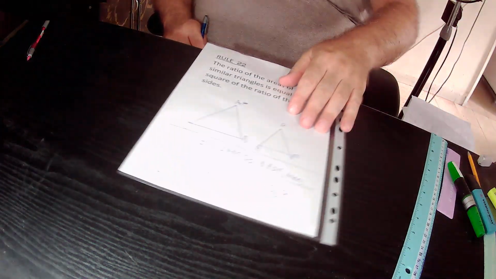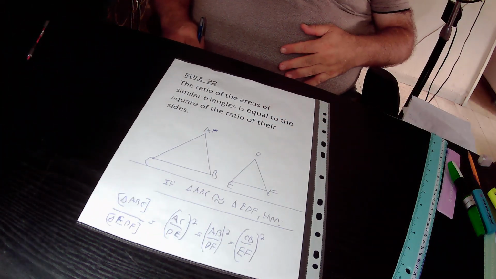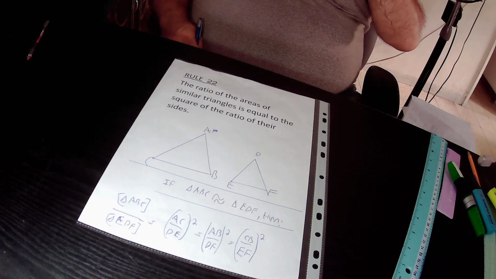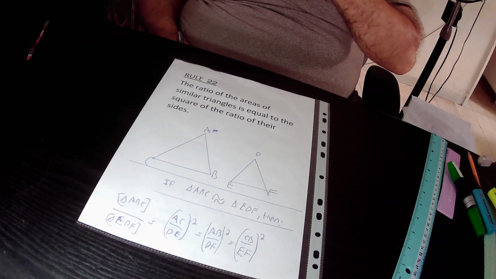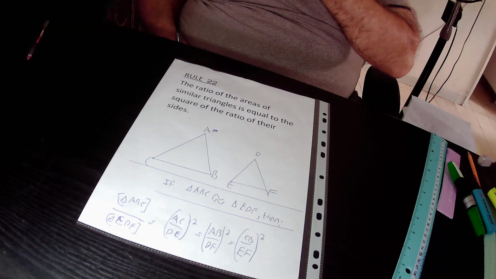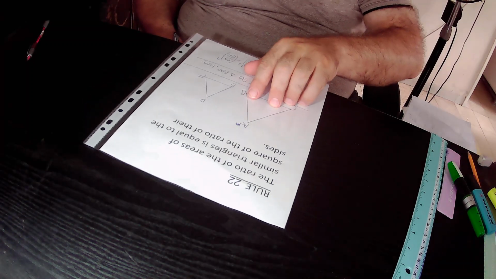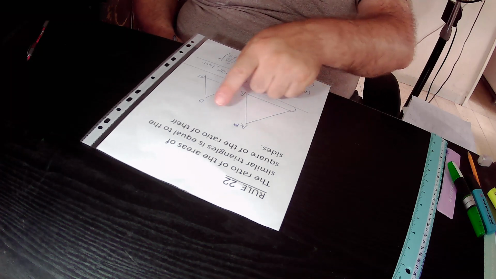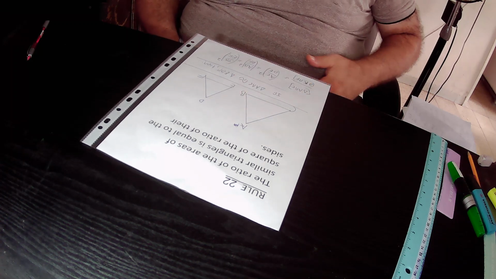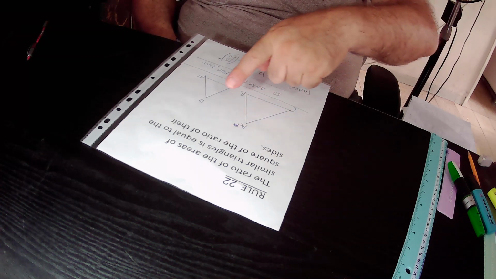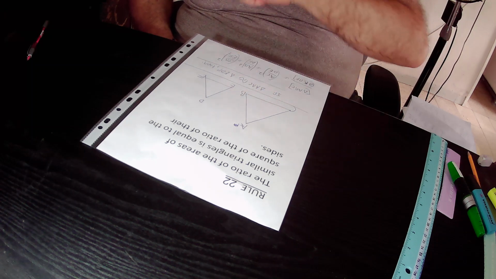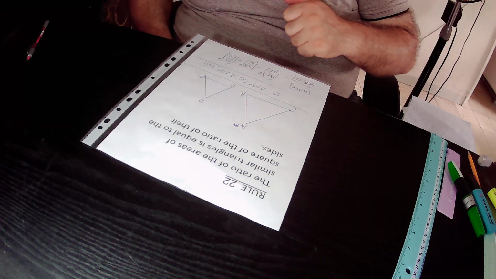The new rule is Rule 22. According to Rule 22, the ratio of the areas of similar triangles is equal to the square of the ratio of their corresponding sides. Again, the ratio of the areas of two similar triangles is equal to the square of the ratio of their corresponding sides.